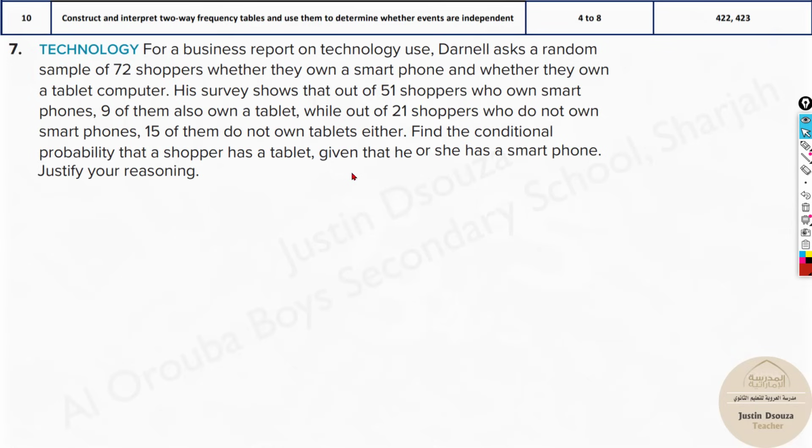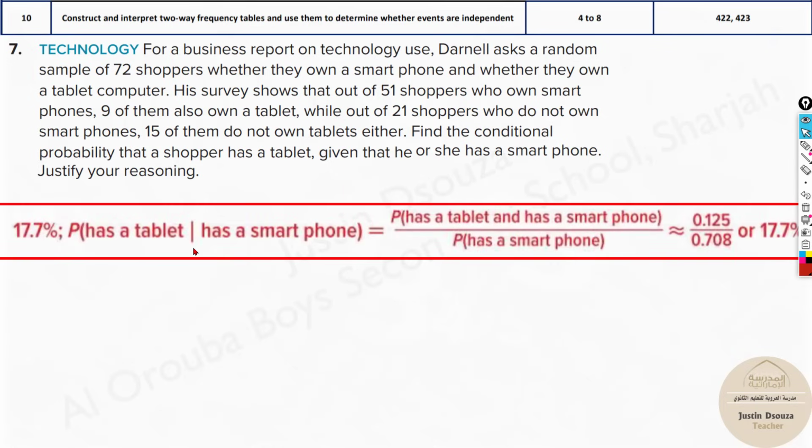This is a conditional probability. We have done similar problems many times before. Here the condition is whatever is after "given", that is, has a smartphone, so that must be the condition. What is the probability? Has a tablet, given that has a smartphone. So whatever is down must be down over here. Probability of having a smartphone: the total number of shoppers is 72, that is the total sample space, divided by 72.